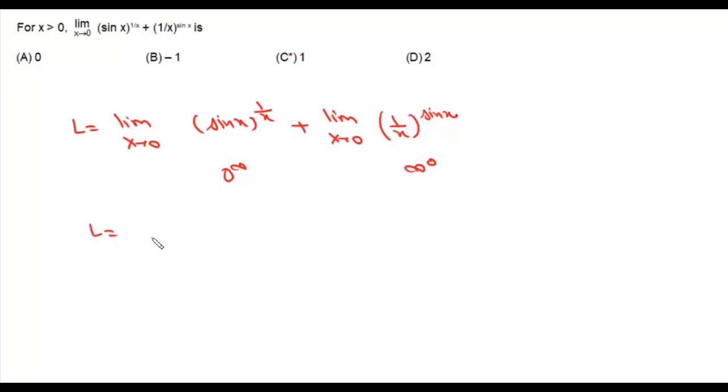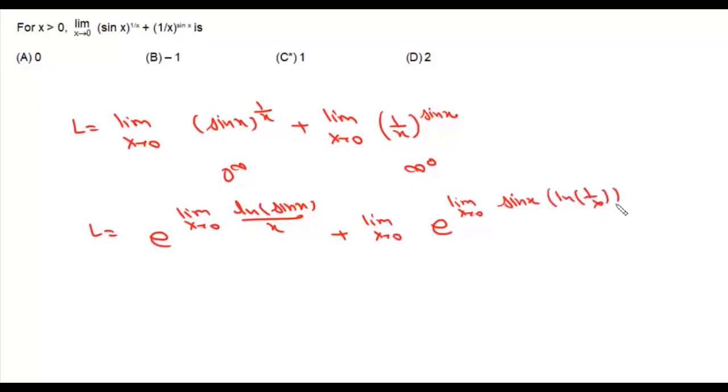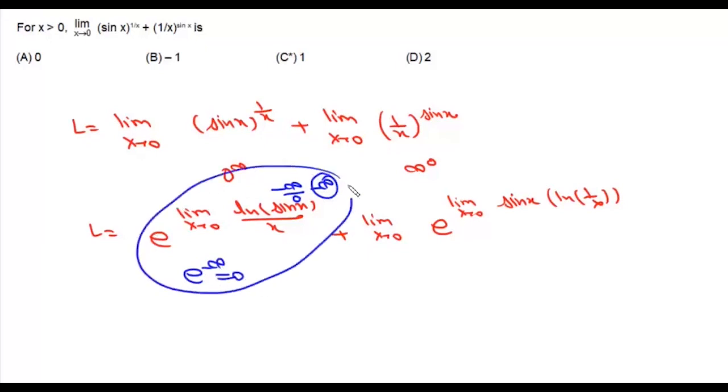So we'll actually write this as e to the power limit x tends to 0 log sin x upon x, plus limit x tends to 0 e to the power limit x tends to 0 sin x into log 1 by x. Now first we'll check its form. So this is log 0, which is minus infinite, and minus infinite upon 0 is actually minus infinite. So this is e to the power minus infinite, and e to the power minus infinite is 0. So value of this first limit is 0.